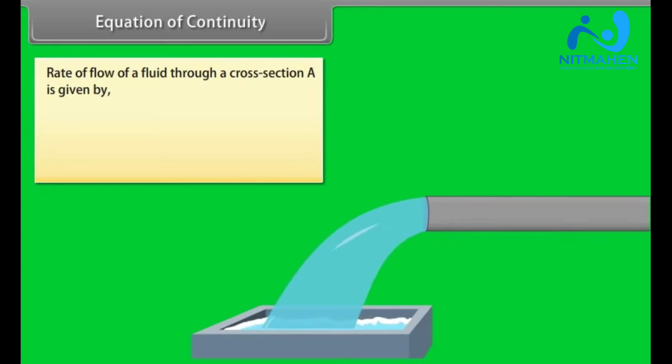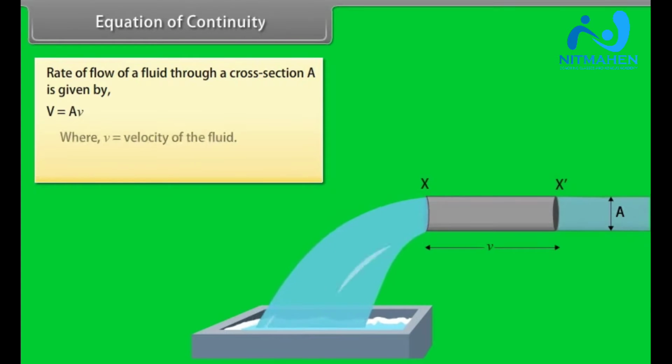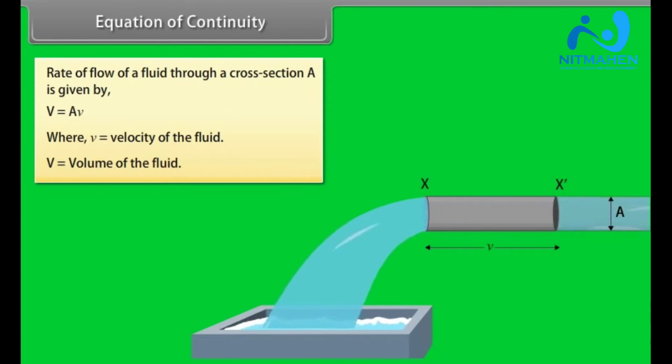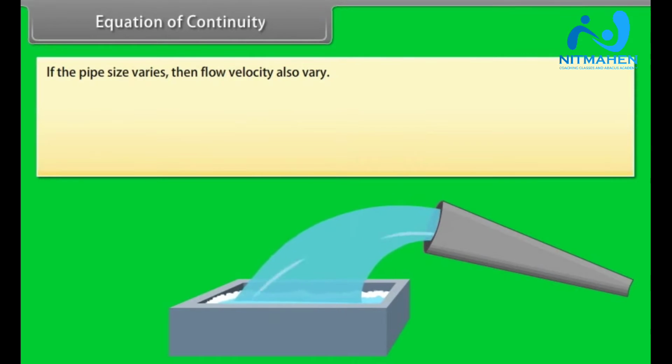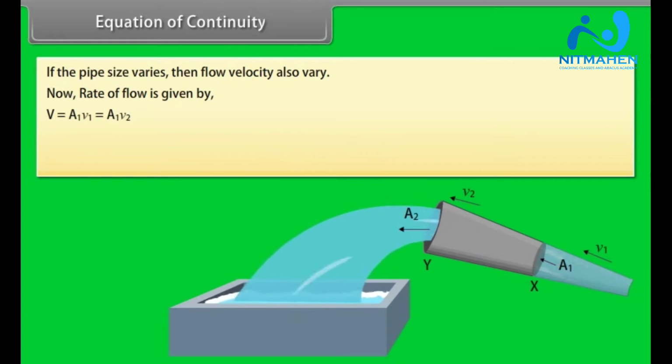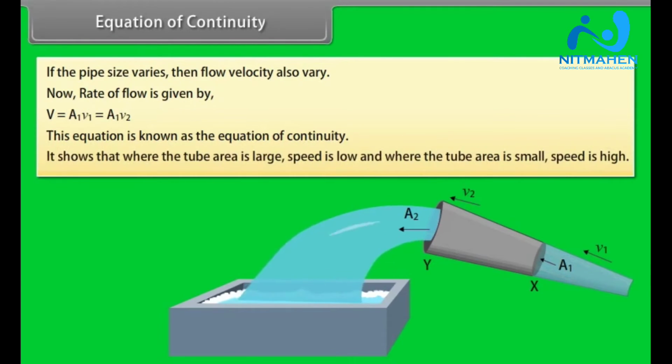Equation of continuity. The rate of flow of a fluid through a cross-section A is given by V = Av, where v is the velocity of the fluid and V is the volume of the fluid. If the pipe size varies, then the flow velocity also varies. Now, the rate of flow is given by V = A1v1 = A2v2. This equation is known as the equation of continuity. It shows that where the tube area is large, speed is low, and where the tube area is small, speed is high.